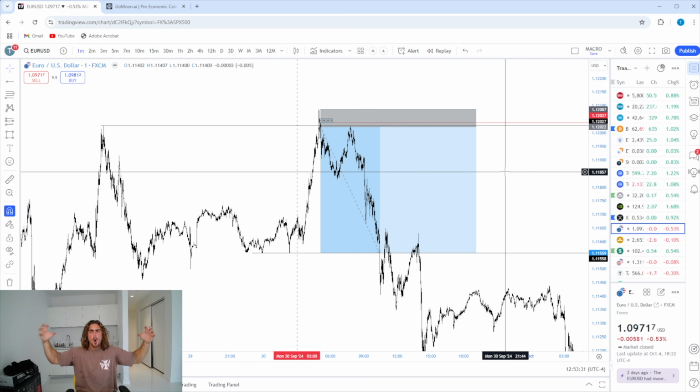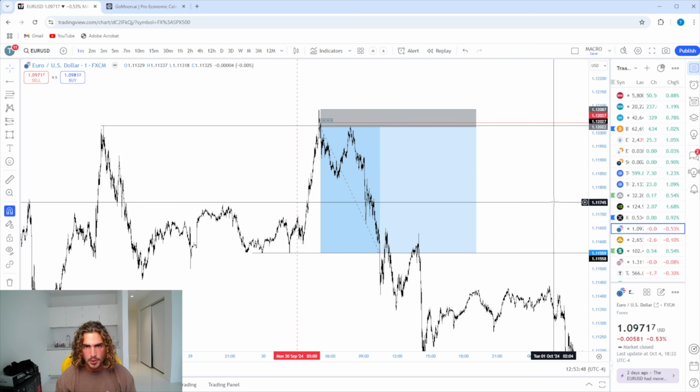Tell me this doesn't work! Tell me this doesn't work! Literally the first screen that we pull up on Forex is like the best trade that we've seen in our entire lives. Liquidity sweeps, ladies and gentlemen, read it and weep.